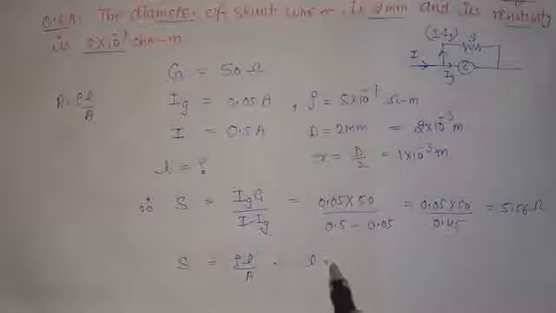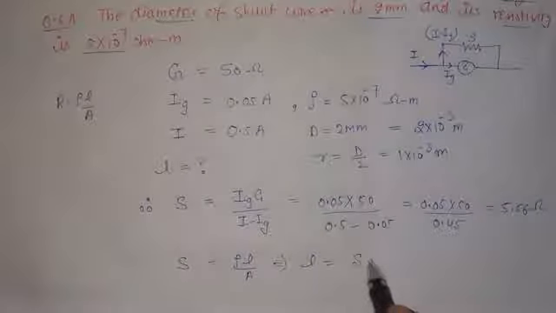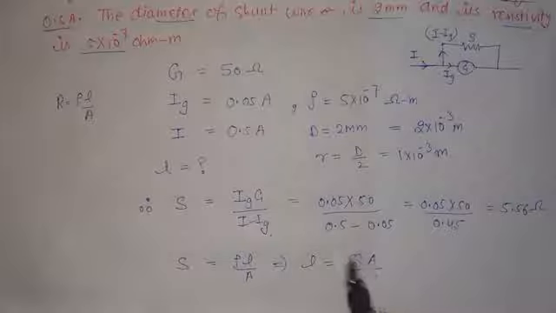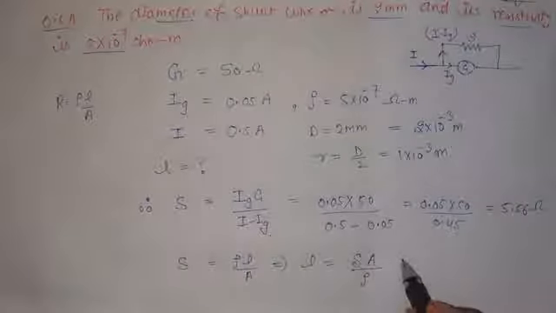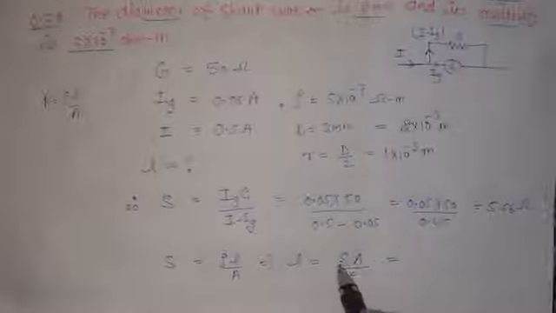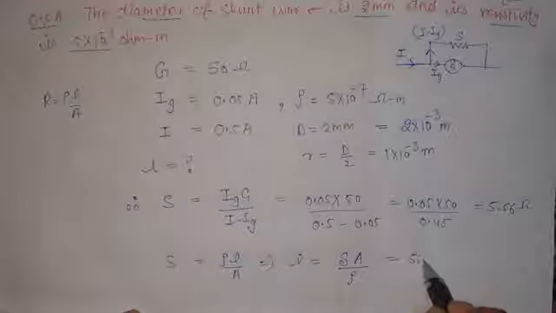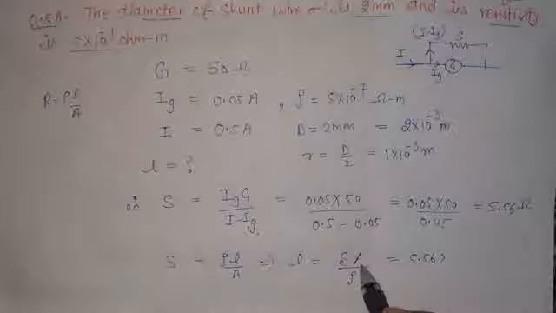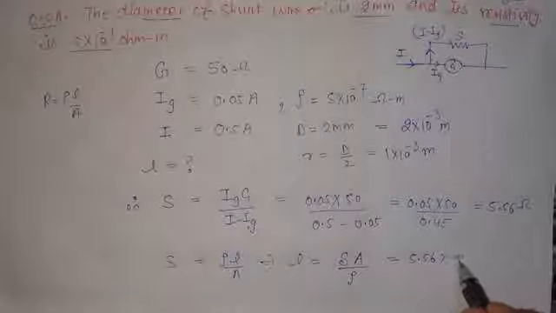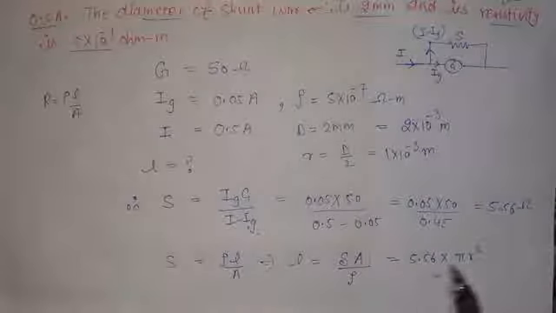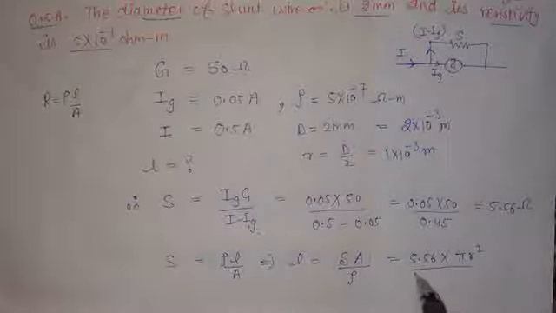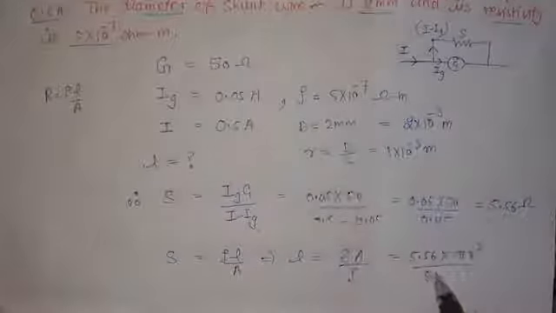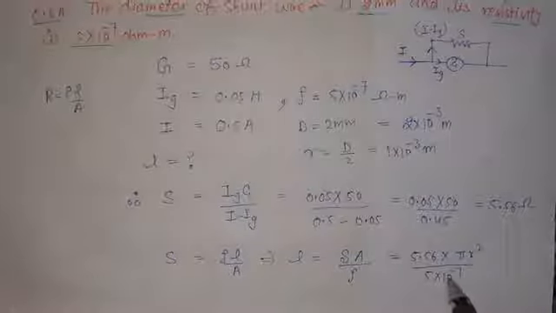So that implies length will be equal to the value of shunt resistance into area upon the resistivity. Over here, the value of shunt resistance is 5.56, and the area is given by pi r square. This is the value of the area, and upon the resistivity, the value is given to us, which is 5 into 10 to the power minus 7.